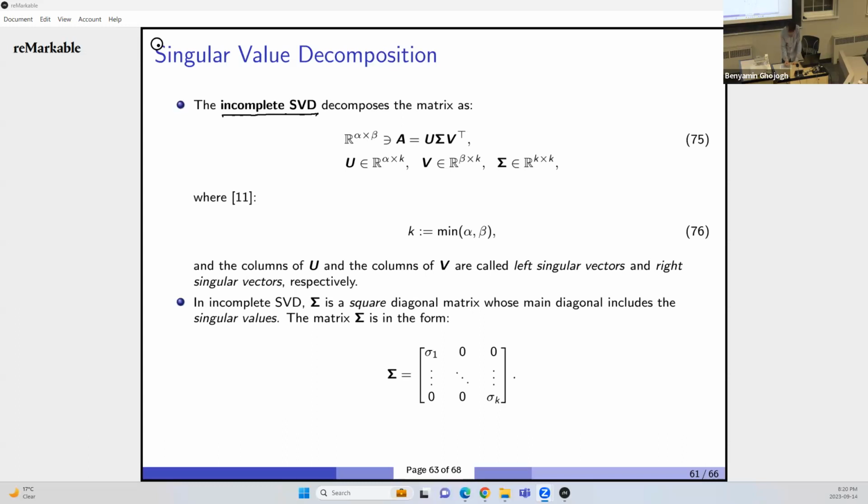Now, incomplete SVD. So consider this again. Now U and V are rectangular, but sigma is square. So U is alpha by K, V is beta by K, and sigma is K by K, where K is usually the minimum of alpha and beta. And here sigma is a square diagonal matrix. Interesting.